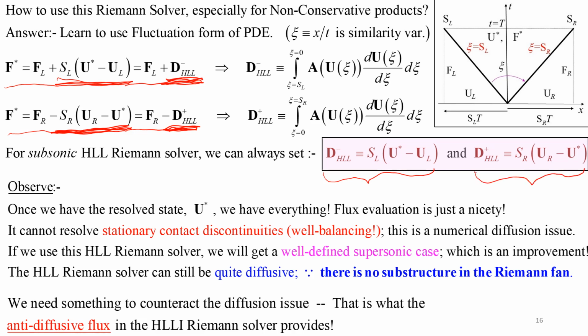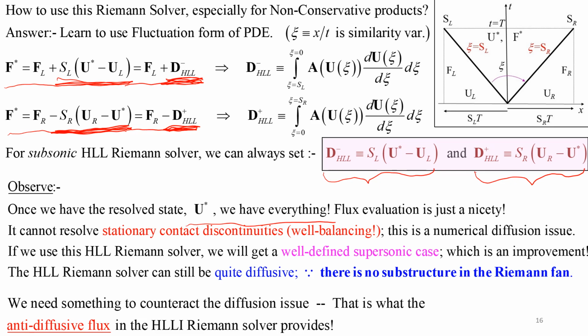These are basically the wave contributions emanating from the Riemann fan that are going to the left and going to the right of this central point associated with the Riemann fan. Notice that once we have U star, we basically have everything. The flux evaluation is just a nicety.